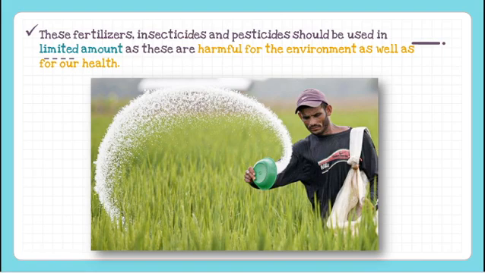So the fertilizer, insecticide, pesticide, these should all be used in limited amounts. Apart from limited usage, they cause a severe effect on human beings as well as on the environment. So they should be used in limited amounts because they pollute the environment.